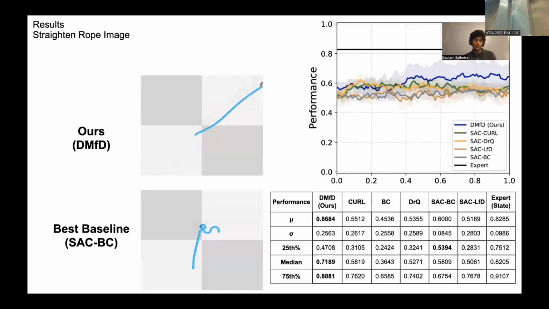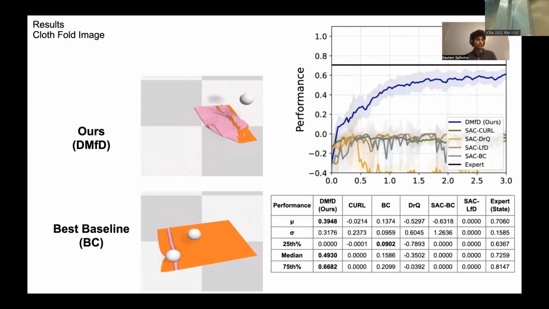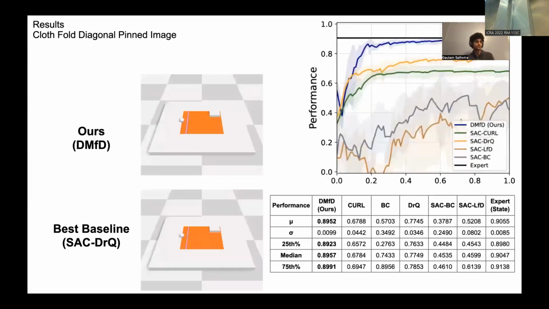So for the straightened rope task, we see that DMFD beats the best baseline with image-based observations. In this rollout, our method solves the task with a clean motion, whereas the best baseline still contains a loop. In the cloth fold image task, an agent must fold a flattened cloth along an edge. We see our method beating the best baseline by folding the cloth with almost complete coverage over the 2 halves.